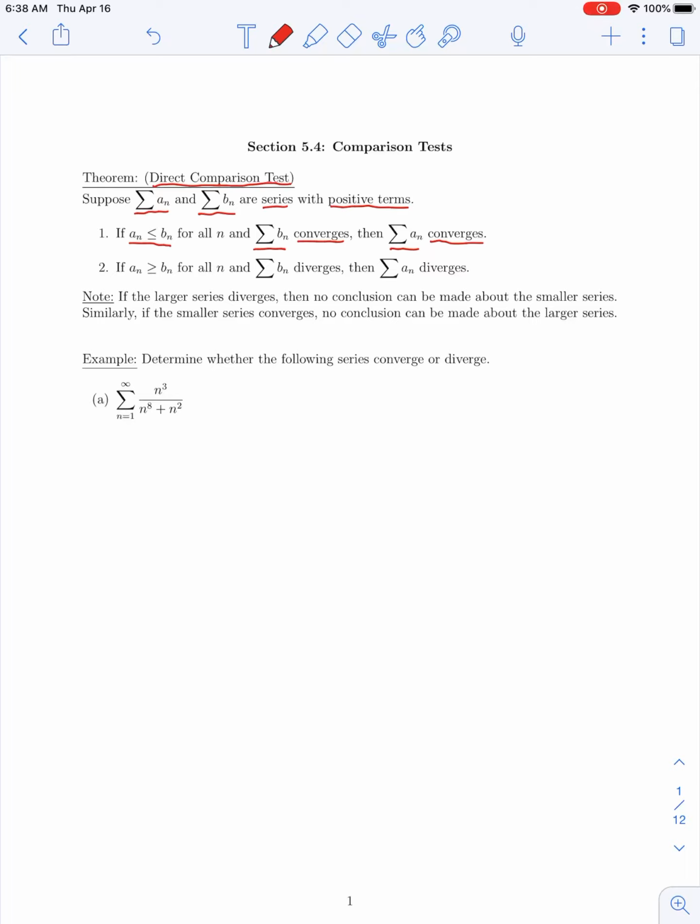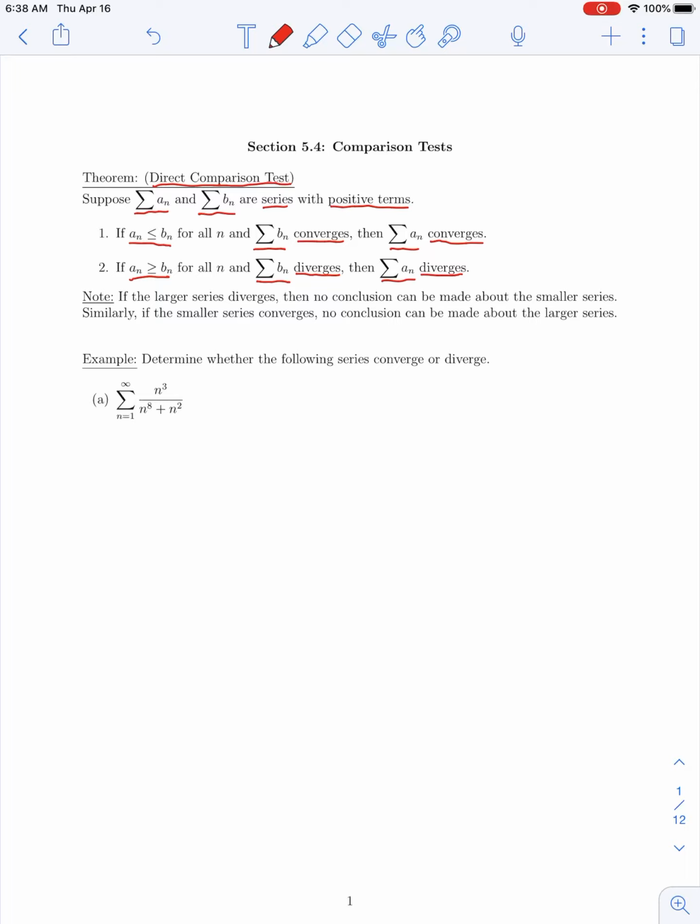So this sort of makes sense intuitively. If we're adding a bunch of terms b sub n together, and that sum is finite, it converges to some real number, then if we add together even smaller positive terms, it must also be convergent. Now the second part of this theorem says, if a sub n is greater than or equal to b sub n for all values of n, and the series b sub n diverges, that is, if the series of smaller terms b sub n is diverging to infinity, then the sum of the larger terms a sub n must also diverge.